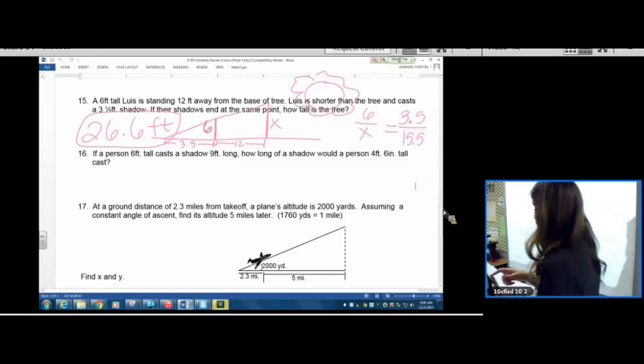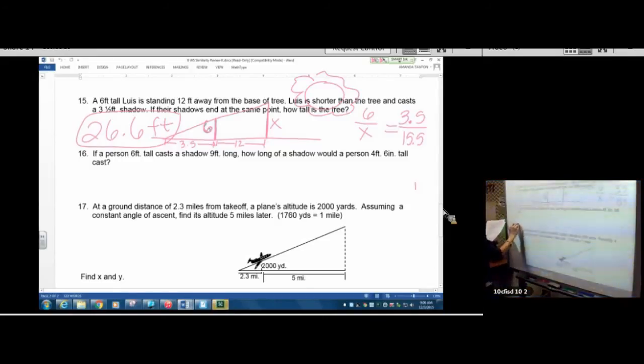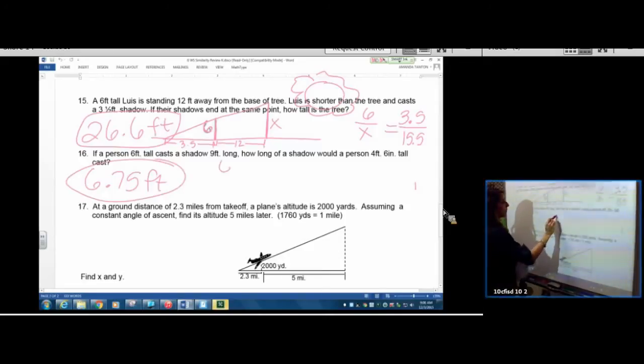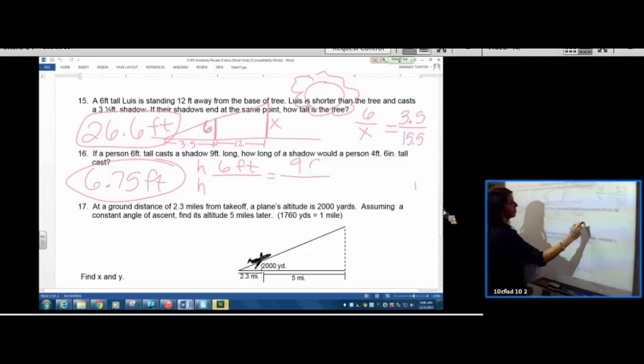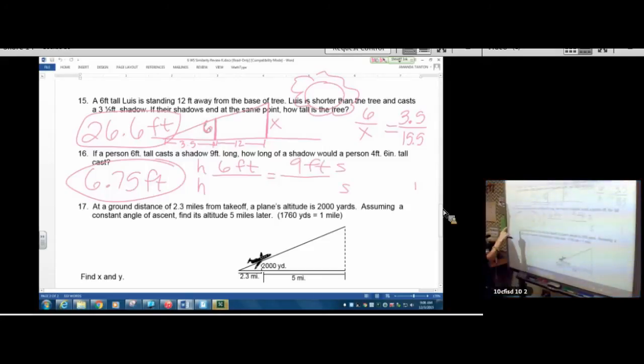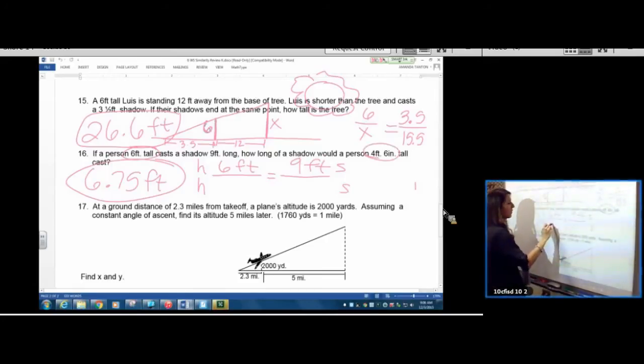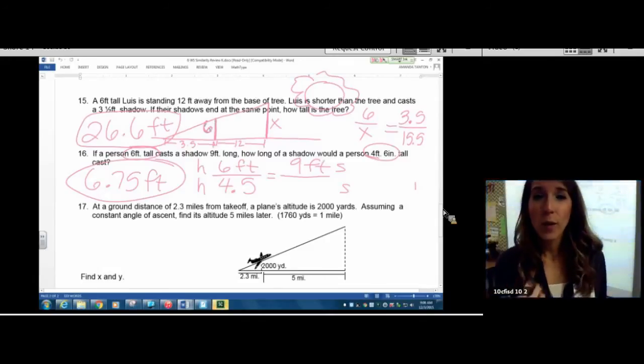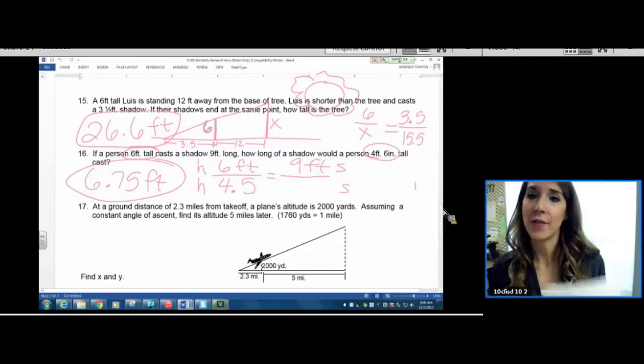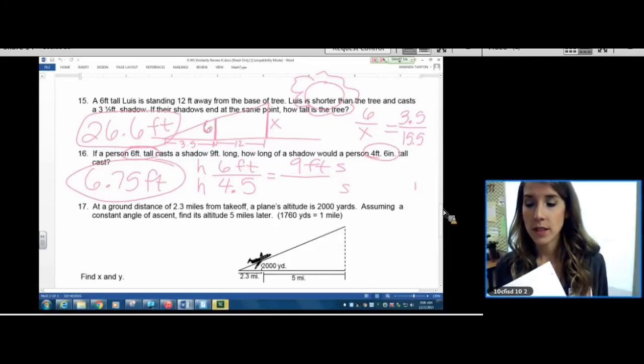Number 16, I'm getting 6.75. So they're 6 feet tall. I like to do height over height equals shadow over shadow. So this person's height is 6 feet. The other person's height is 4.5. Do you get where that came from? 4 feet, 6 inches. Well, 6 is half of 12. So it's 4.5.